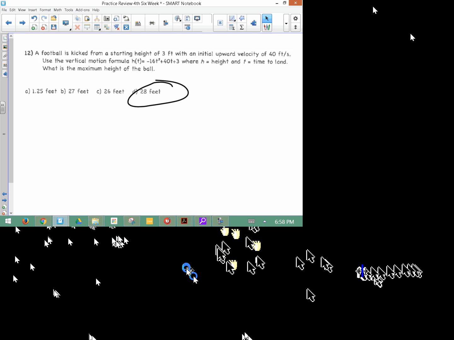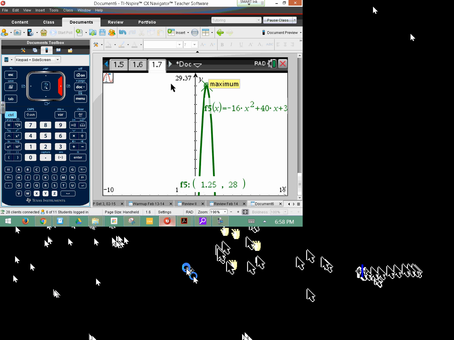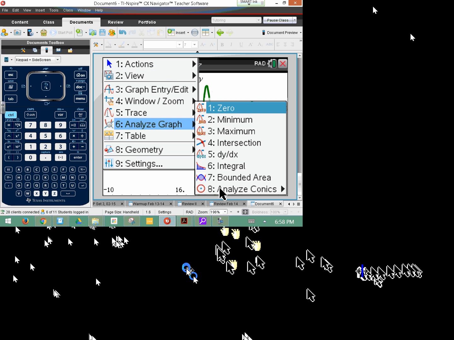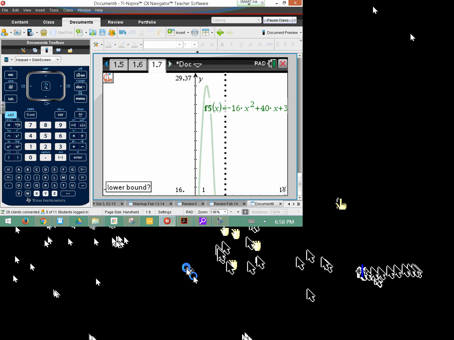Okay. Now, we could have done this another way. We could also use the graph to find the maximum. If we didn't want to use graph trace, we could also go menu, analyze graph, maximum. Click on one side of the graph and the other side, and it'll tell you the maximum. So there's another way to get the maximum there.